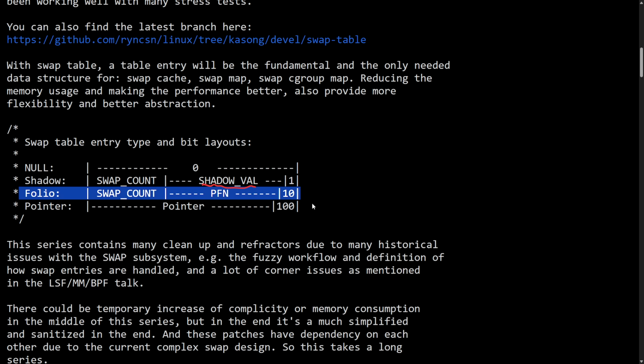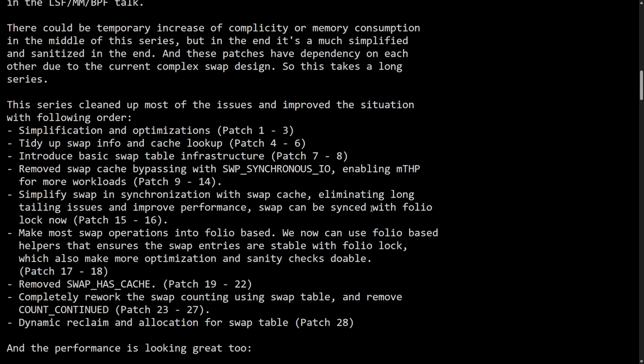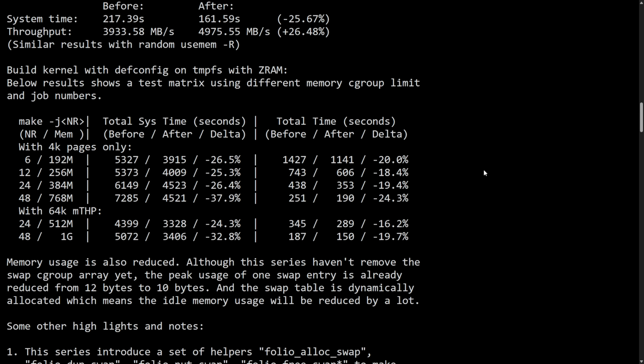And this portion of the data structure would represent where that folio could be located in memory. And finally, a pointer, which would refer to another structure or location in memory where additional data can be related to this swap entry. That's just the breakdown of the table. Not that we need to make too much sense out of that, but what we need to make sense of is how this benefits us.